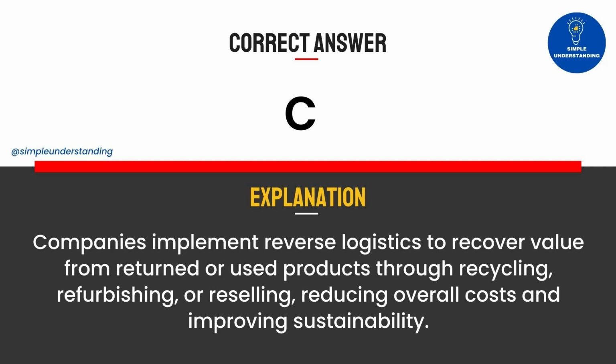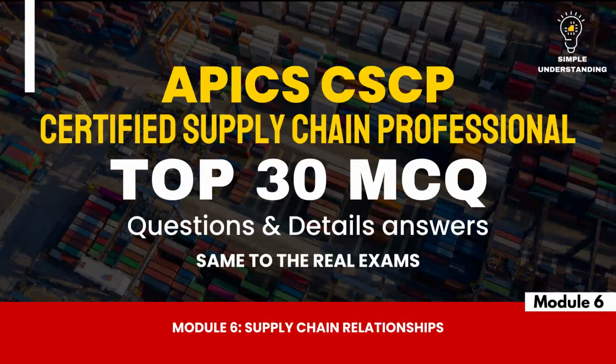These questions cover key aspects of forward and reverse logistics, including processes, sustainability, challenges, and integration, providing a moderate to challenging level of difficulty for learners. Here is a set of 30 challenging multiple-choice questions, MCQs, for Module 6, Supply Chain Relationships.